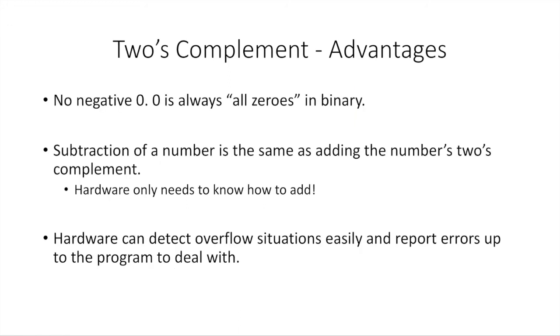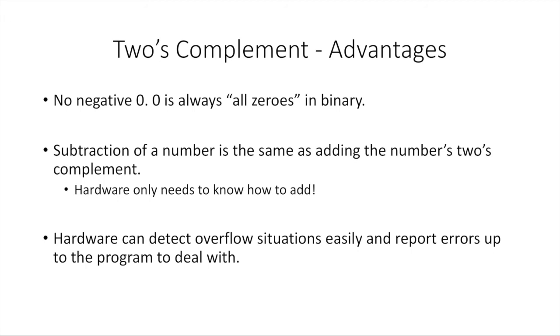There's a lot of advantages to this 2's complement system. Like I said, there's no -0, so zero is always zero. All zeros, always 0, right? And that's easy because comparison is very easy since the binary numbers are the same. There's no -0 that you have to special case or anything like that, right?